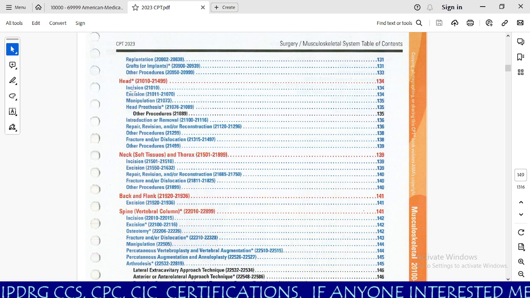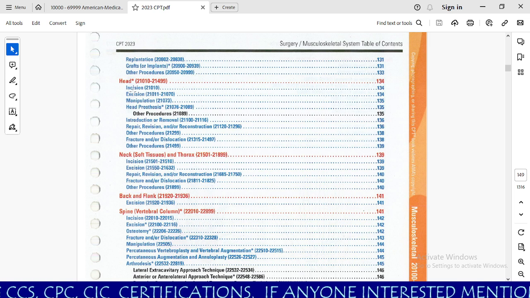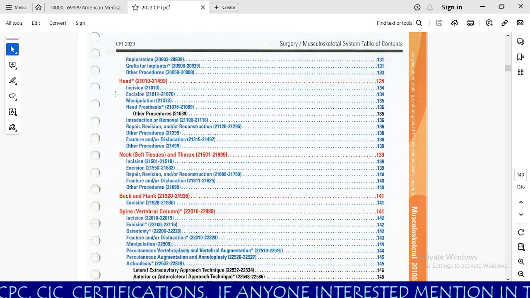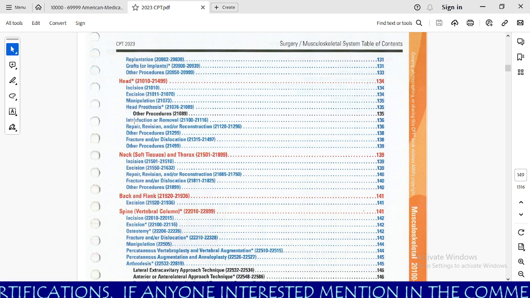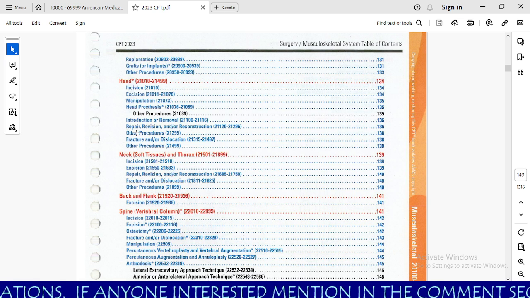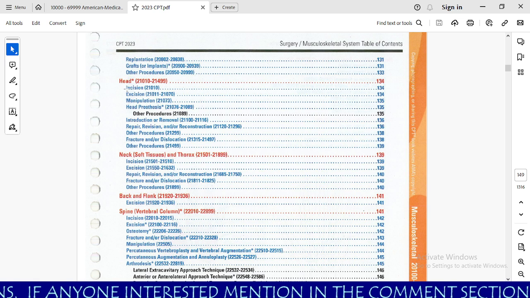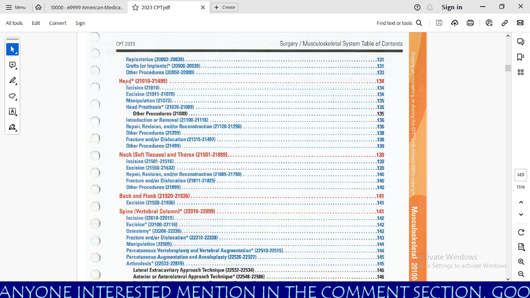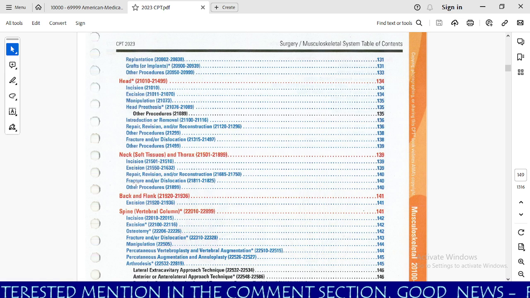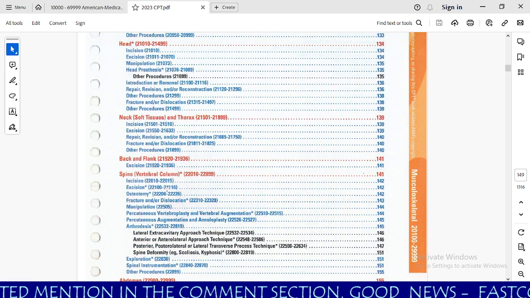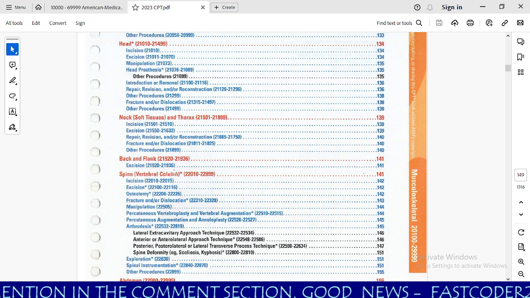So we will start with toe to head and we will end with toes here. In head also we have incision, excision, manipulation, head processes, infusion or removal, repair or revision. Basically these are common for all the body parts. For example, in neck also we have incision, excision, repair, fracture and other procedures. And back and flank excision.